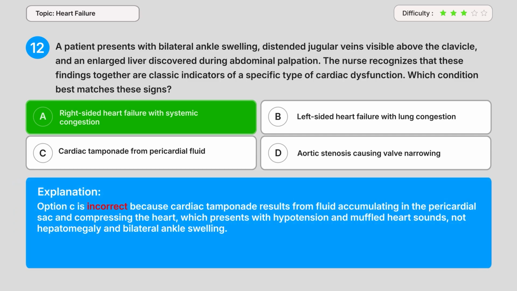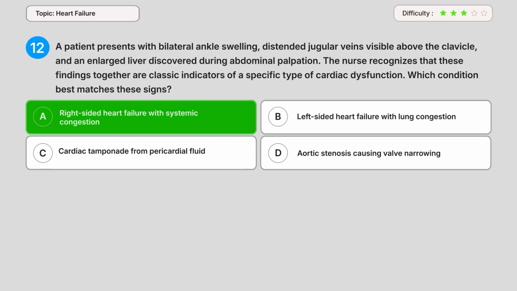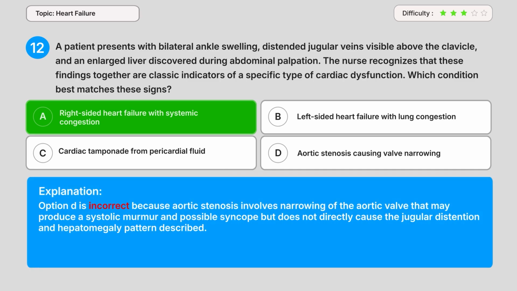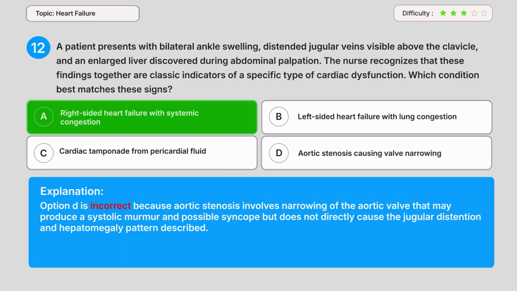Option C is incorrect because cardiac tamponade results from fluid accumulating in the pericardial sac and compressing the heart, which presents with hypotension and muffled heart sounds, not hepatomegaly and bilateral ankle swelling. Option D is incorrect because aortic stenosis involves narrowing of the aortic valve that may produce a systolic murmur and possible syncope, but does not directly cause the jugular distension and hepatomegaly pattern described.